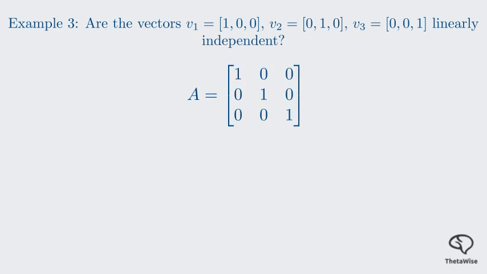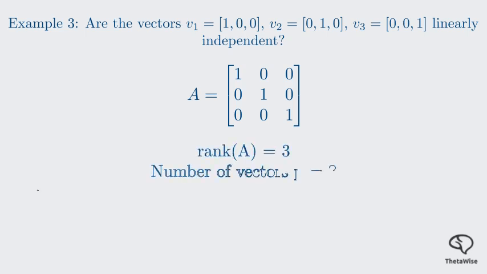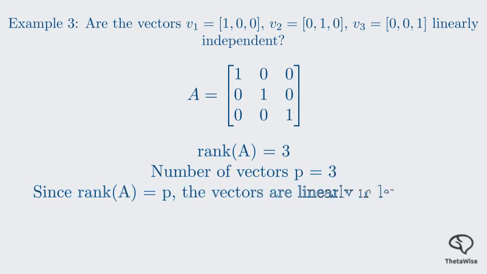This matrix is already in row echelon form. It has 3 non-zero rows, so its rank is 3. Since the rank of A, which is 3, equals the number of vectors, p, which is also 3, the vectors are linearly independent. This makes sense, as you can't form any of these vectors by combining the others.